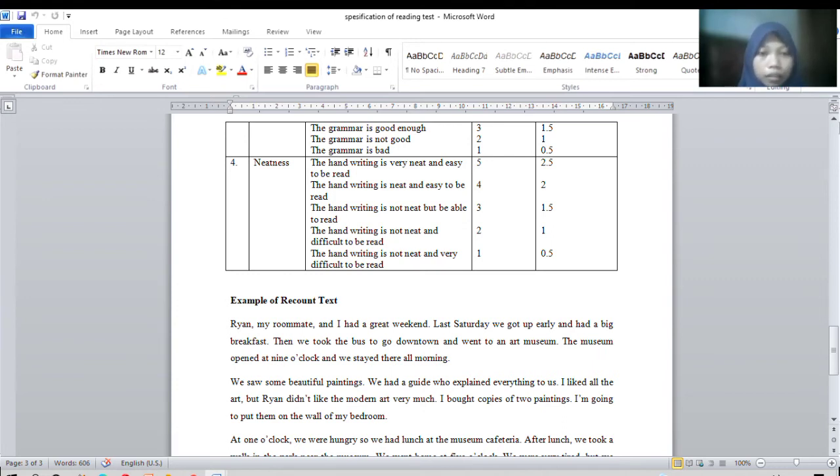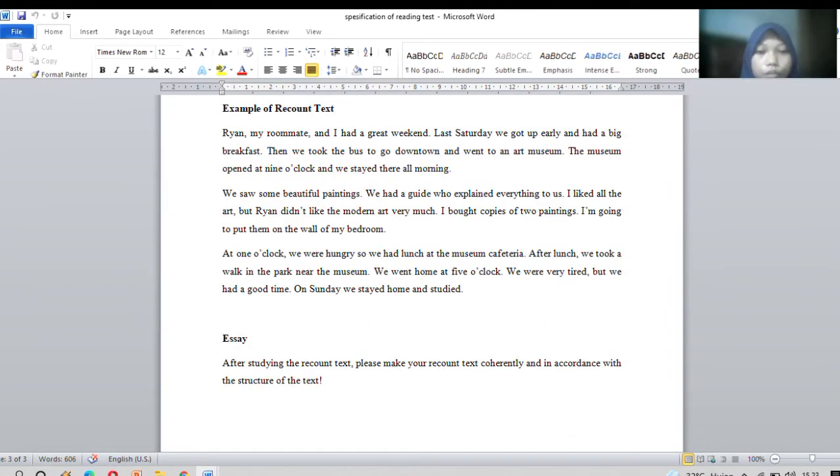And here, I also make an example of recount text. From this example, it is hoped that students will be able to understand more about the structure, sequence, and then grammar used when making recount text.